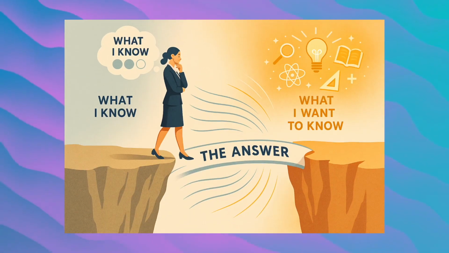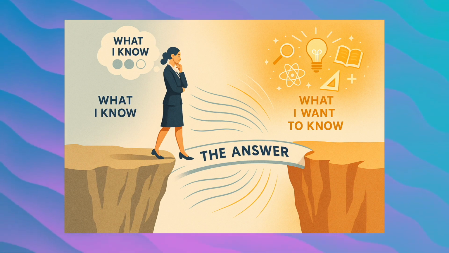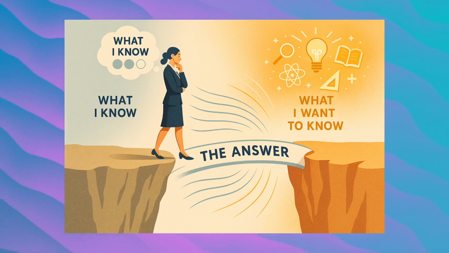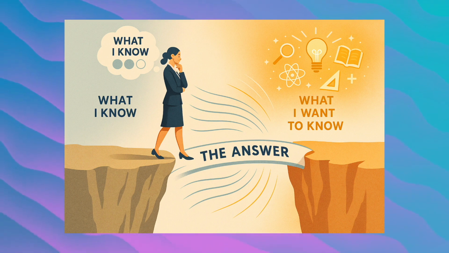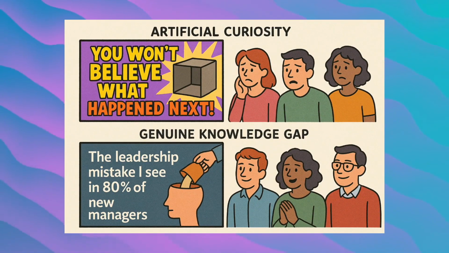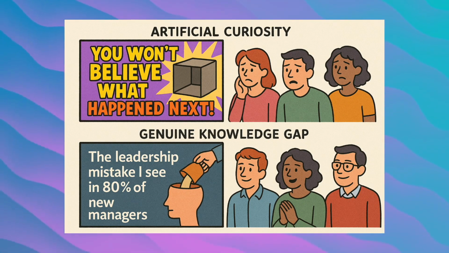The curiosity gap, your content's secret weapon. Let me introduce you to one of the most powerful psychological principles in content creation, the curiosity gap. This is the space between what someone knows and what they want to know, and it makes content irresistible. The curiosity gap works because our brains are wired to seek closure. When we encounter information that's incomplete, our brains create a psychological tension that can only be resolved by getting the missing information. Traditional clickbait exploits this by creating artificial curiosity gaps. You won't believe what happened next.